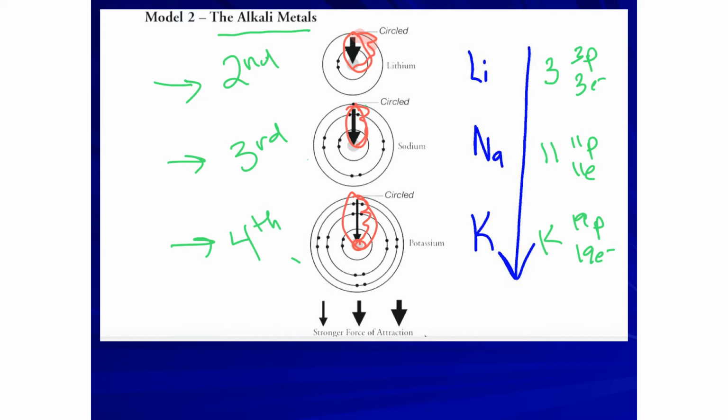So as we go down a column or down a family on the periodic table, we see a weaker attraction of the protons for the outer electrons. And so what happens is they're going to kind of spread out because that Coulombic attraction is getting weaker.